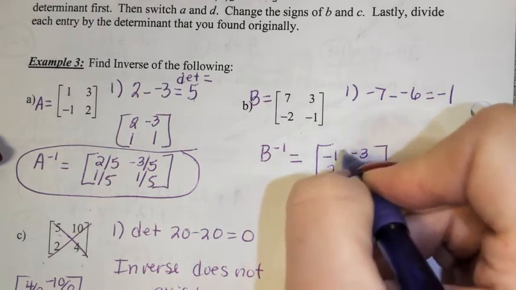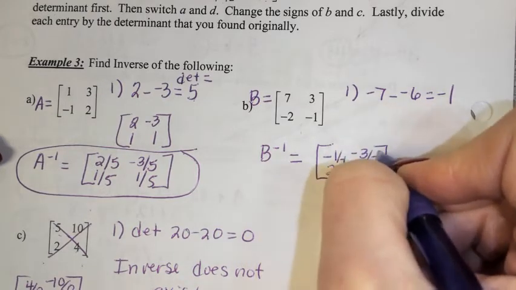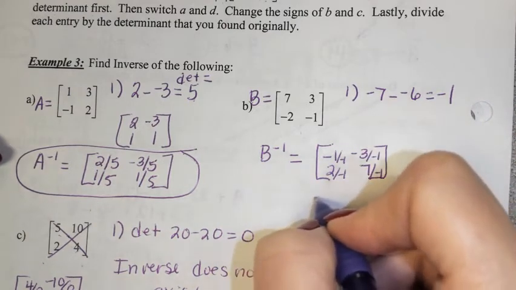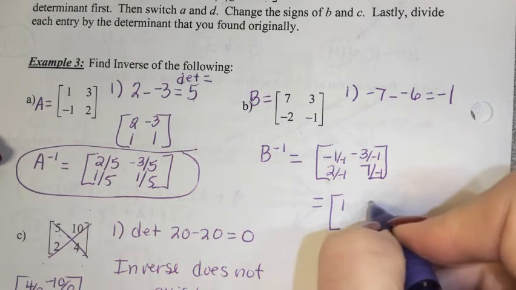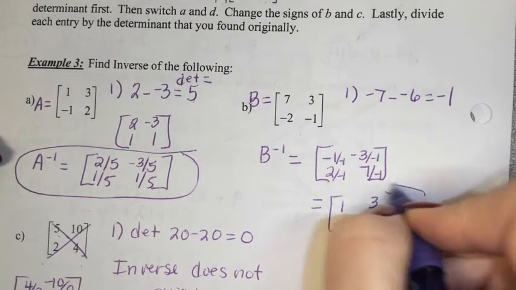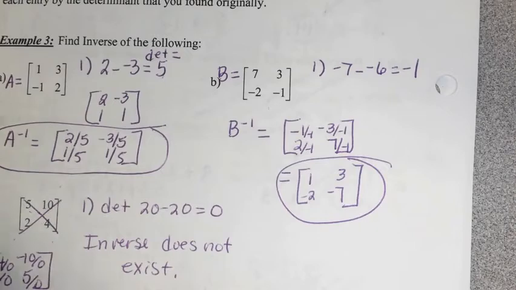And we switch the signs on B and C. And now we have to divide by that determinant. And so we're just dividing by -1. And so then our inverse is going to be +1, +3, -2, -7. And there's going to be our inverse.